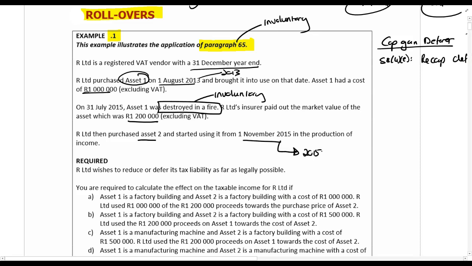Now guys, what is very important here is that R1.2 million. That R1.2 million, the new asset, which is asset 2, must cost R1.2 million or more for this to apply. If it's not, it can't apply. So let's look at the example.